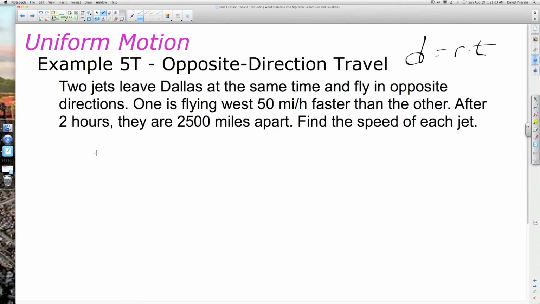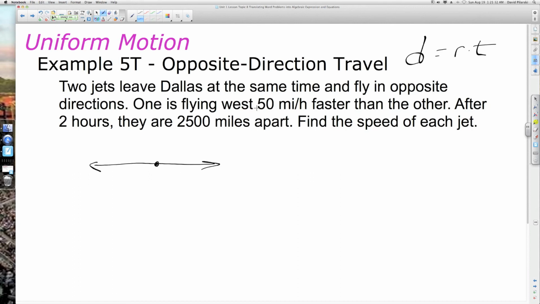In example 5t, we continue our work with uniform motion. And in this problem, we're going to be talking about opposite direction travel. Remember, we're working with distance is equal to rate times time. Here we're told that two jets leave Dallas at the same time and fly in opposite directions. So set that up with a little simple diagram. Planes start at this dot, one goes this way, one goes that way, opposite direction travel.